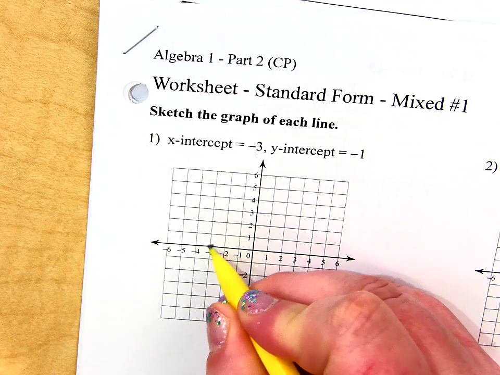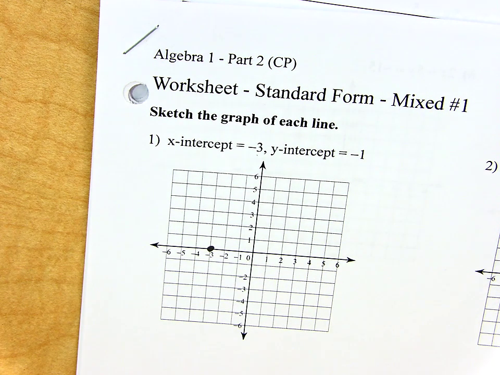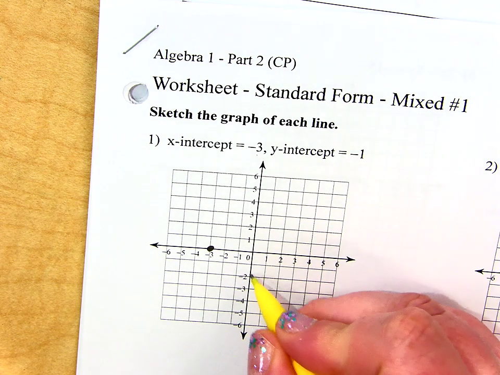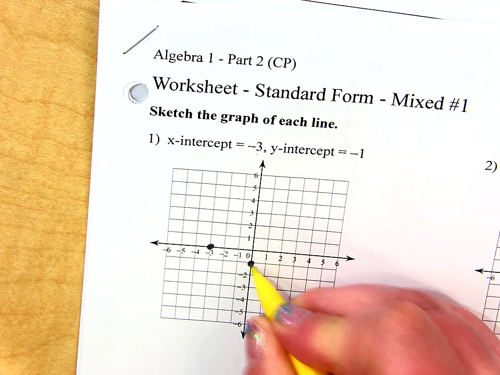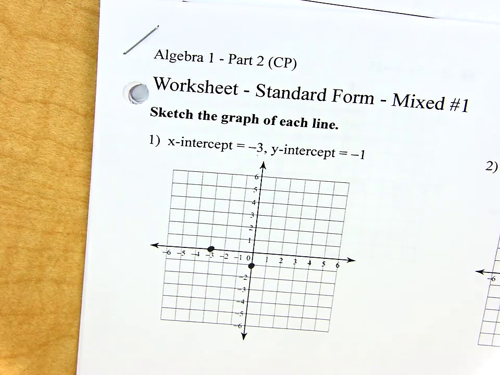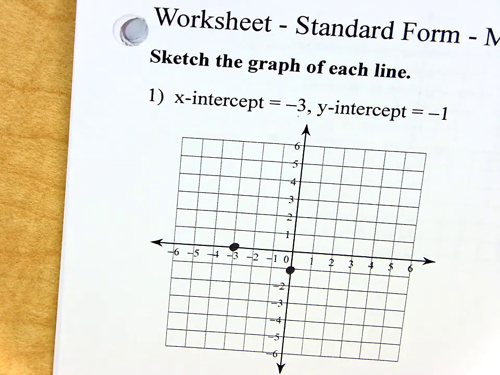Yes, you are right. So I hope you all did that. X-intercept at -3, so on the x-axis at -3, put a dot. Do the same thing for the y-intercept. Did you put it there? Did everybody put their dots in the right spot? Now, all you have to do is connect those two, and you're done. You have graphed that line.